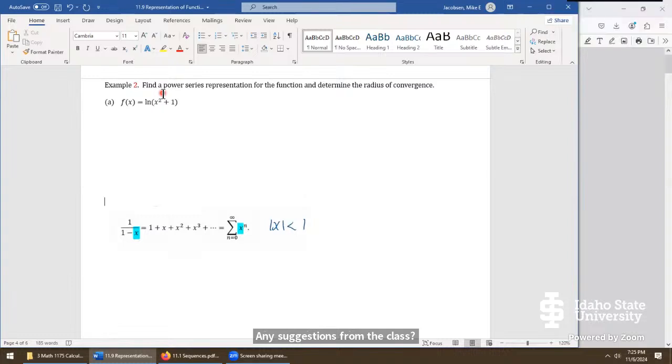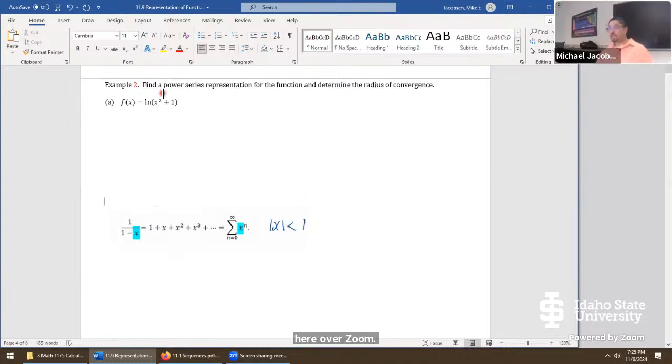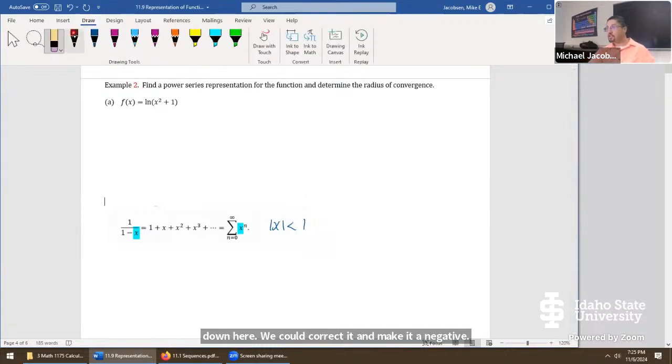Take the derivative. Absolutely, good call, Steve. It's almost what we want, right? It has a 1 plus something. That's down here. We could correct it and make it a negative, but it's trapped in a natural logarithm. So we're sort of stuck until we differentiate. Like you said, differentiating takes this entire input and throws it into the denominator. So that's our first step.